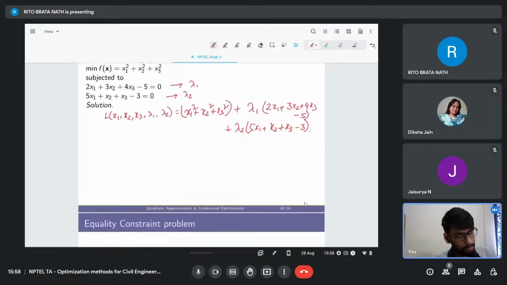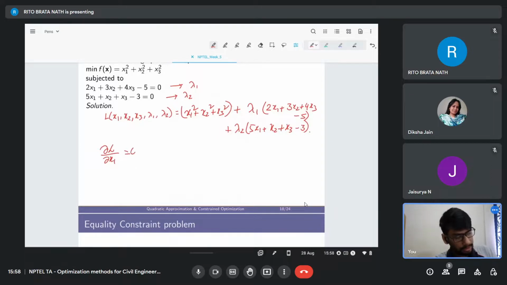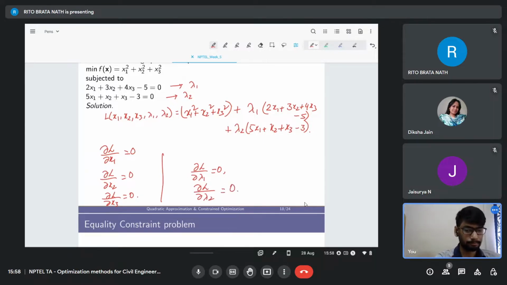Again, you have to do del L by del x1 equals 0, del L by del x2 equals 0, del L by del x3 equals 0, and also del L by del lambda 1 equals 0, and del L by del lambda 2 equals 0. So ultimately, you'll be left with 5 equations, and you will have x1, x2, x3 in terms of lambda 1 and lambda 2. Then you can solve for lambda 1 and lambda 2, and then get your x1, x2, x3 values as well. Here you have 5 unknowns and 5 equations, so you can solve this problem. It's just writing the Lagrangian, taking the partial derivative with respect to every variable and solving it. That is the only part involved, and it's pretty simple to solve.